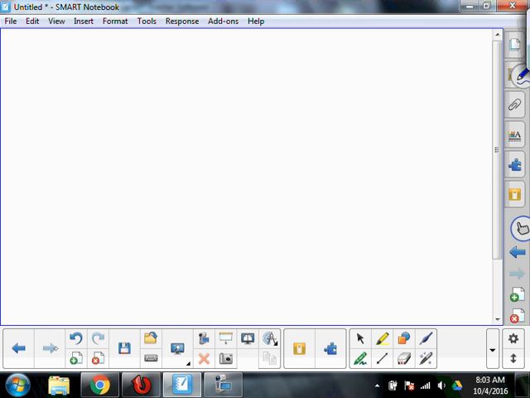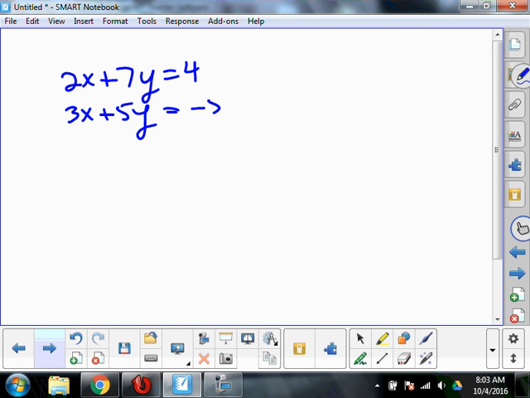So solving algebraically, if we look at this system, 2x plus 7y is 4, and 3x plus 5y is negative 5. And we had to solve that algebraically. Does anybody recall what technique might be nice to do? Graphing, substitution, elimination. Elimination, right? Both equations are in standard form. Now the deal is, our x's don't have the same coefficients, do they? And our y's don't either.